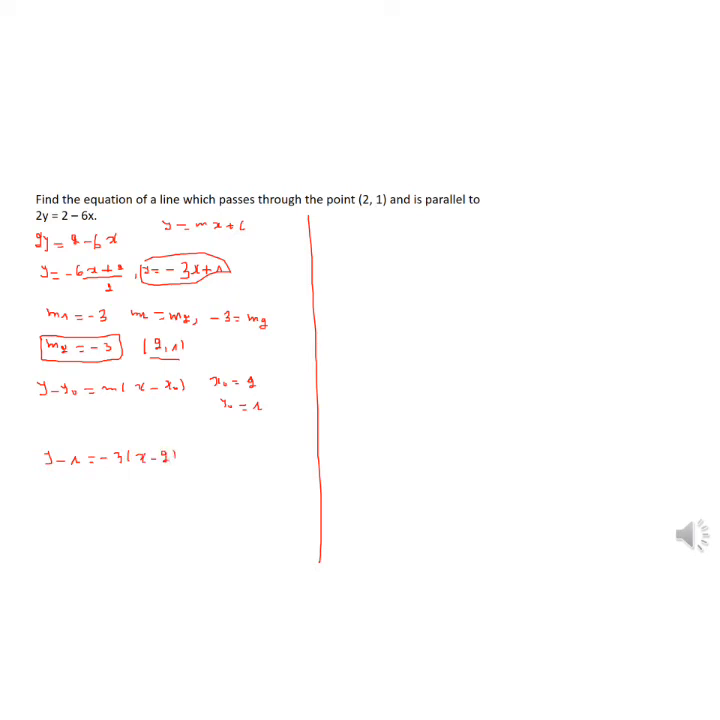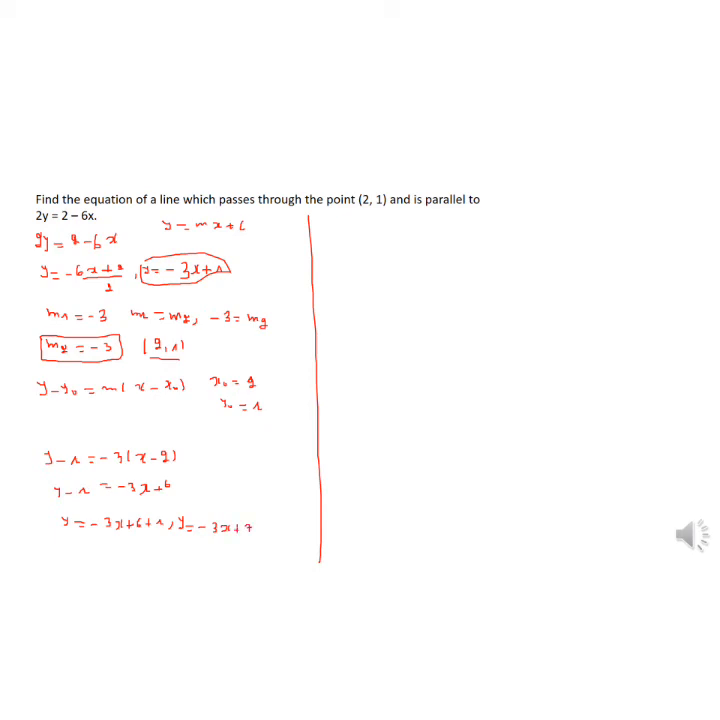Okay, so now y minus 1, removing the bracket, is equal to minus 3 times x minus 3 times minus 2, we get plus 6. Okay, so now collecting like terms, y is equal to minus 3x plus 6 plus 1. So y becomes y is equal to negative 3x plus 7.